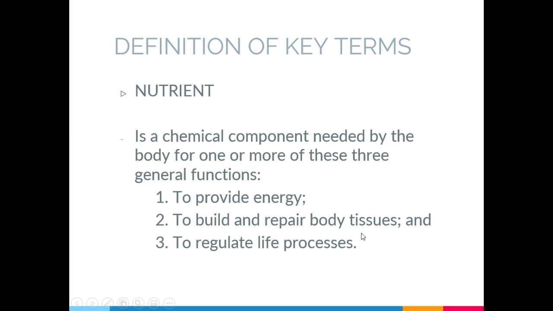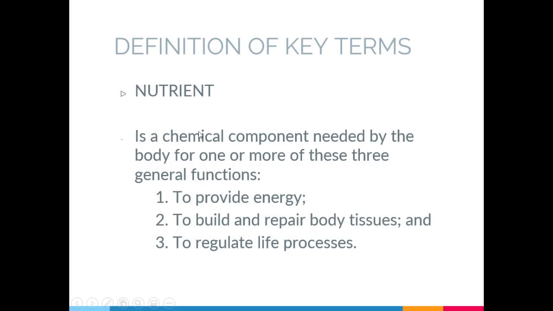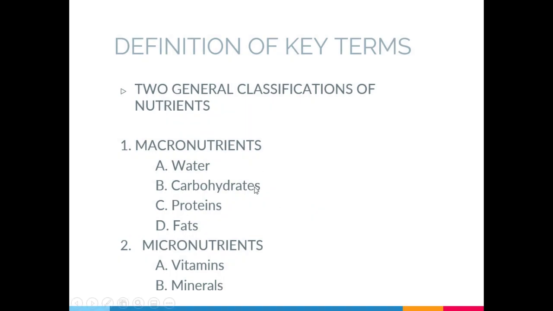So let's go back and associate these functions with these classes of nutrients. When you say two general classes, that's macro and micro. But if six, that's water, carbs, proteins, fats, vitamins, and minerals. To provide energy, that is the function of carbohydrates and fats. Our main source of energy is carbohydrates, but if there are no carbohydrates, then fats are next. These two are the ones that provide us a lot of energy.